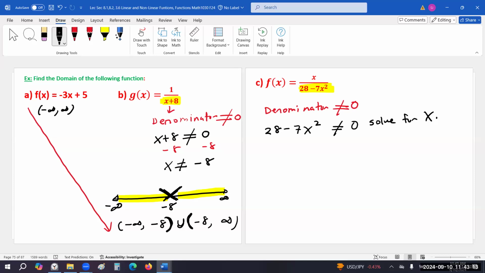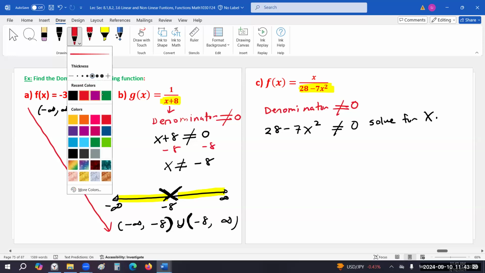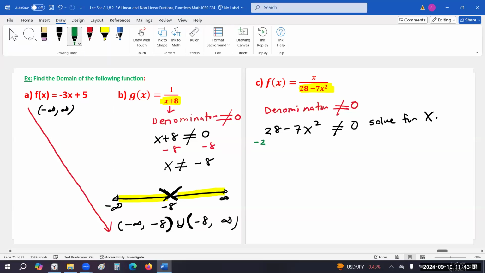What is our step one to solve for x? Yeah, our goal is to get the x alone. Subtract, so, yeah, -28, okay, and then divide by -7. Perfect. So we are going to subtract 28, but you have to do more. So negative 7x squared, we divide by negative 7, negative 7.